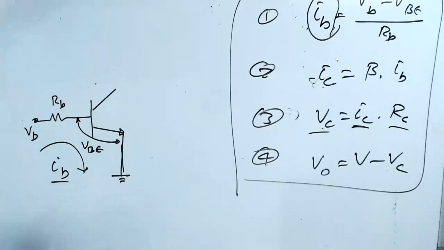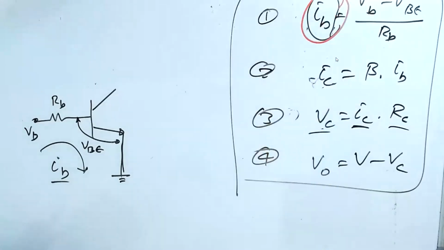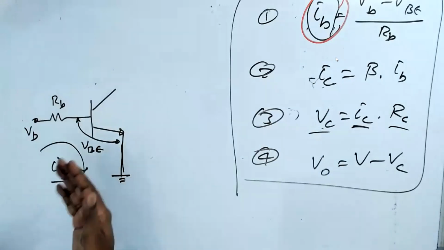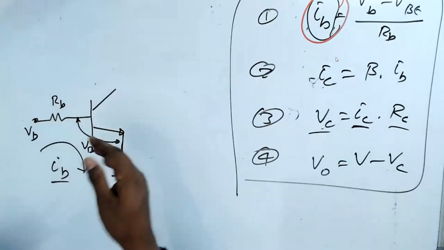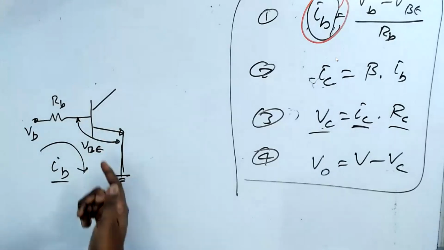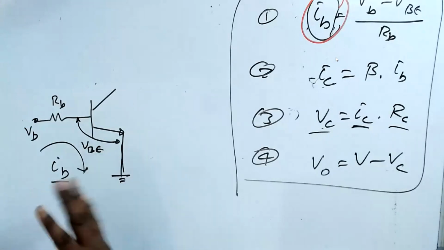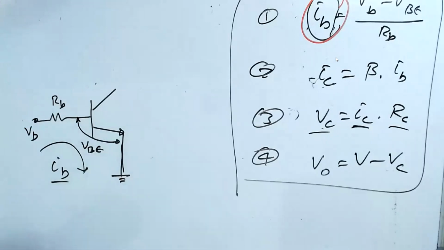Sir, in PNP, what are the steps, sir? Almost the same steps. You have to do it the other way. The thing is, current will flow this way. Otherwise, same beta, everything is the same. The current will flow like this. There's no difference at all. Basically, it is how you draw the circuit. That's the only thing.